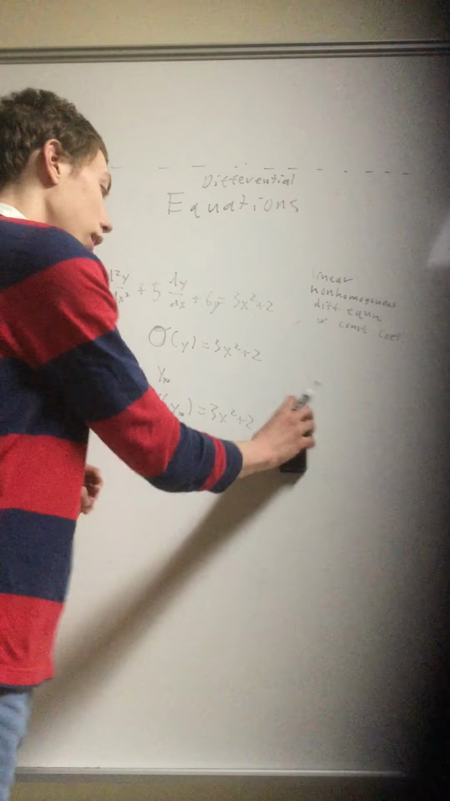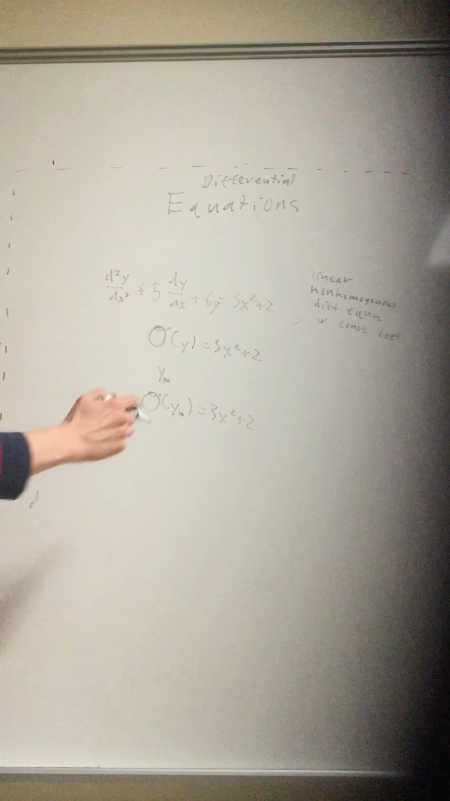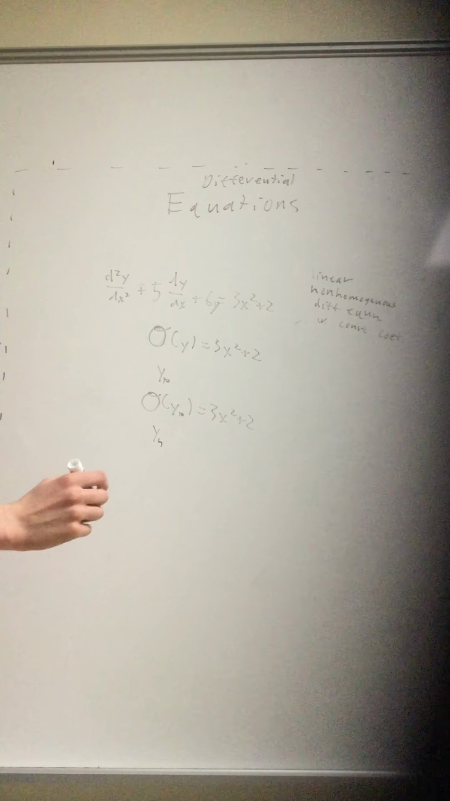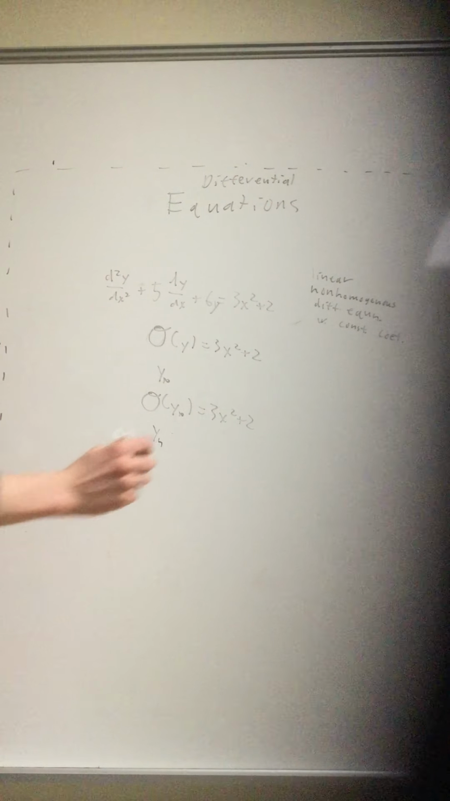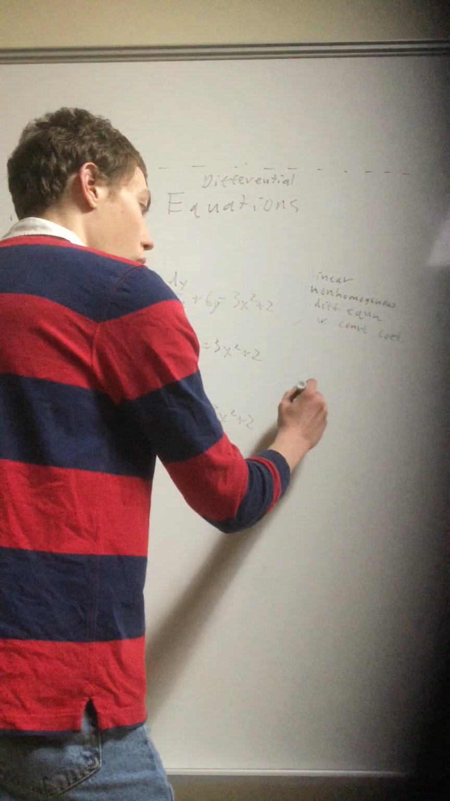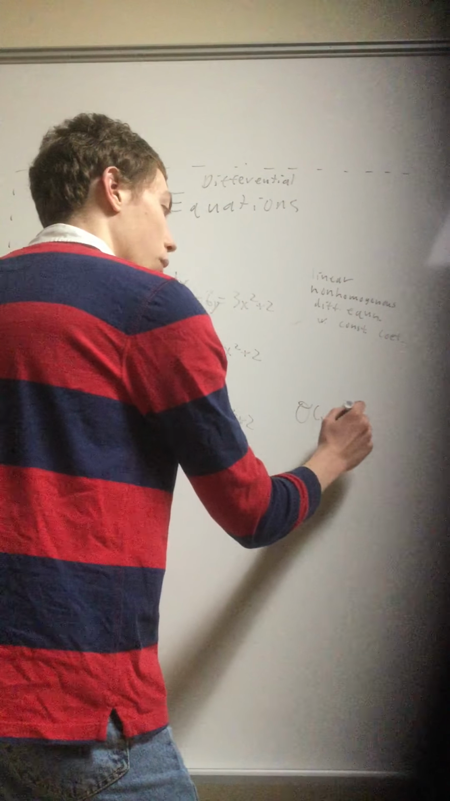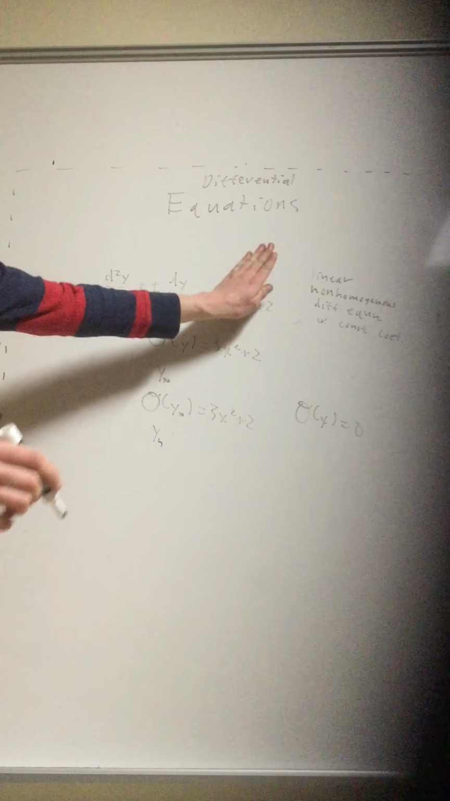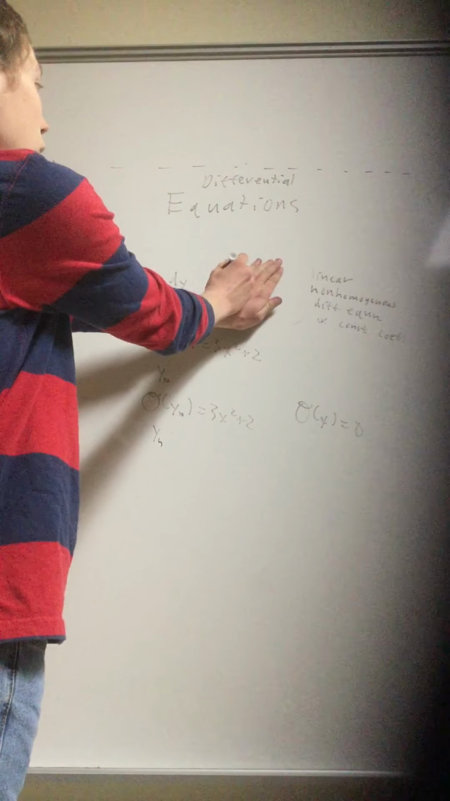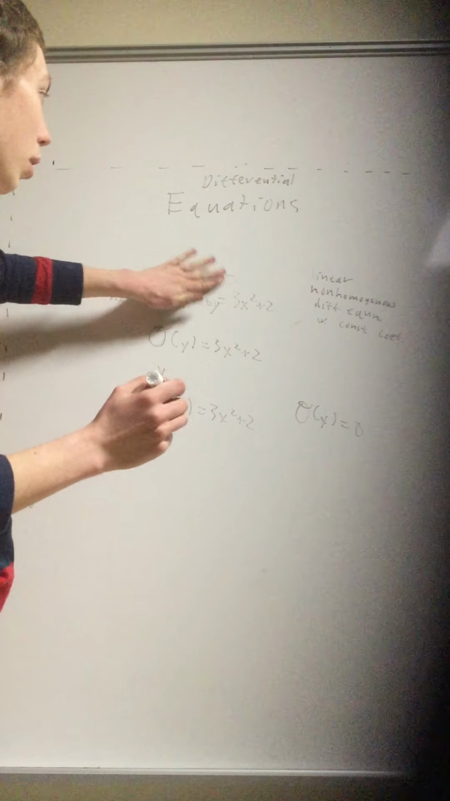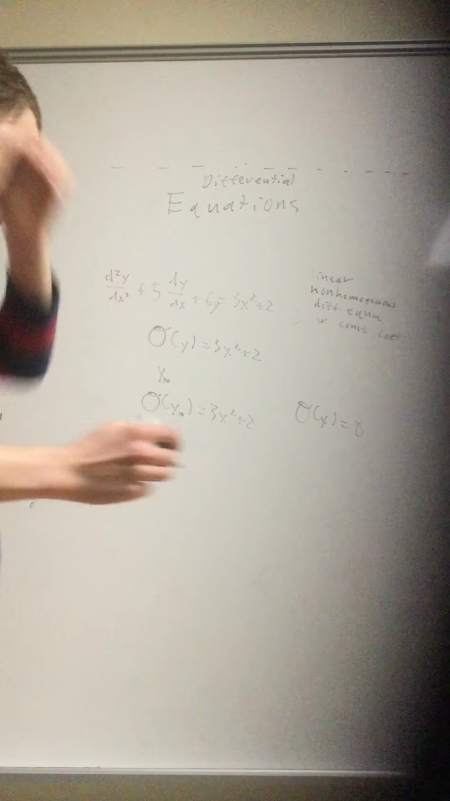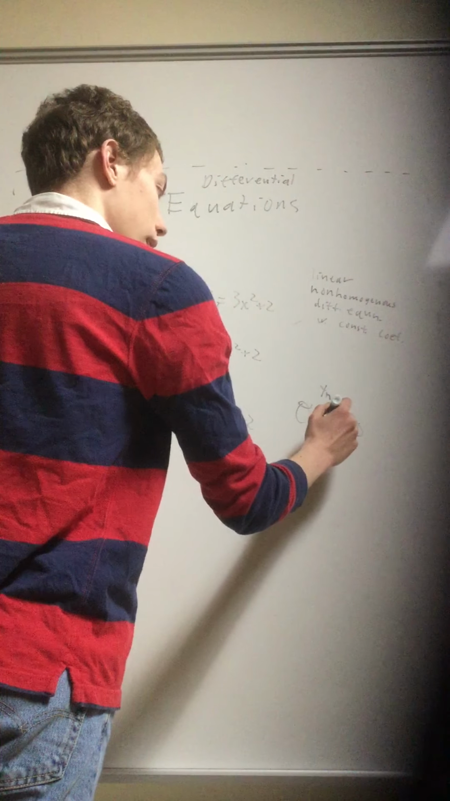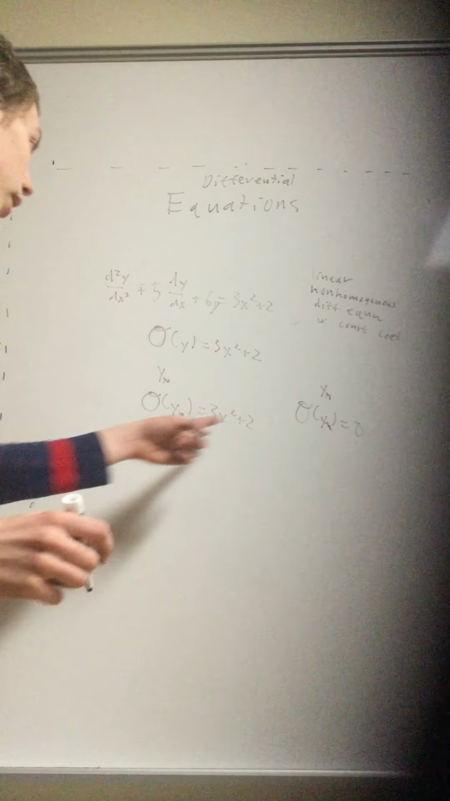Now, let's think about y sub h. Y sub h is going to be a solution to the equation O of y equals 0. This is a homogeneous equation, and it was like what we had before when we just said that this whole thing was equal to 0. So y sub h is the solution to this, so by definition O of y sub h equals 0.